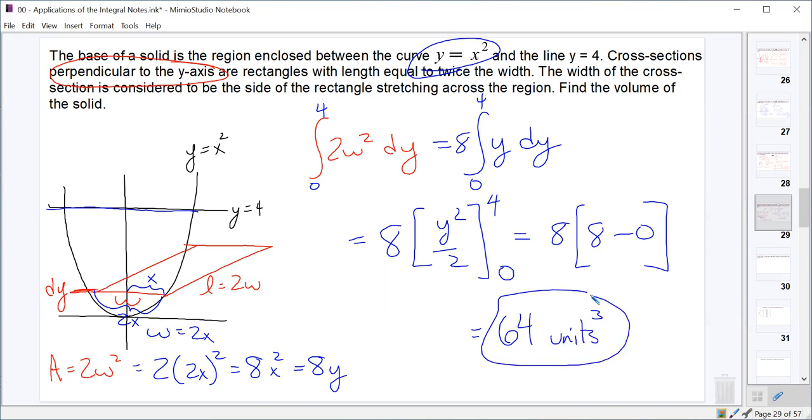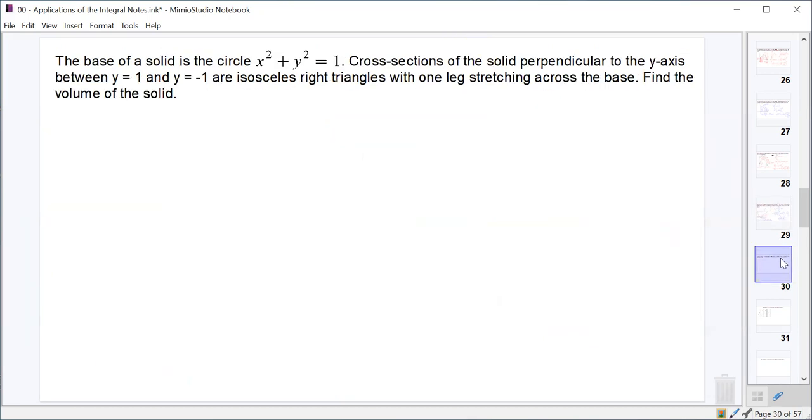So just make sure that when you are working through a volume problem with uniform cross sections, and it says that we're perpendicular to the y-axis, we have to do the problem all in terms of y. So let's do one more. This will be the last one we do here. And it's going to be another one that's done in terms of y.